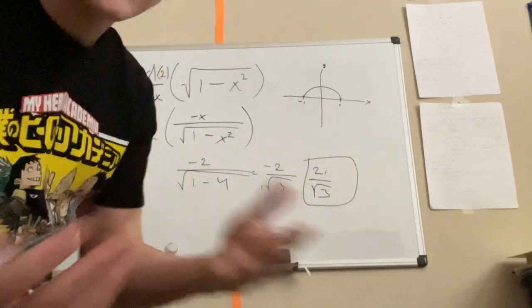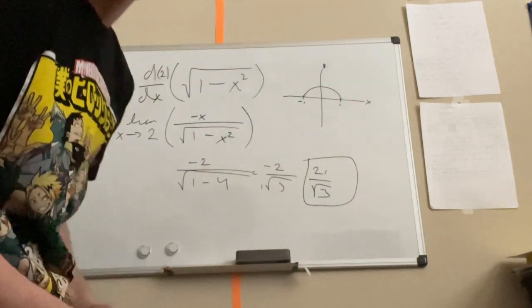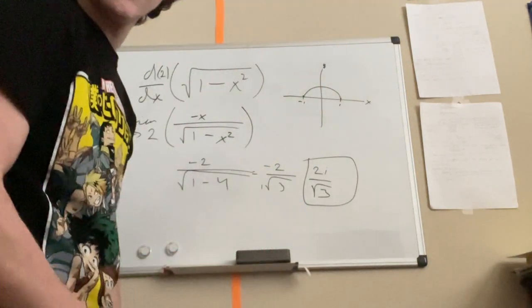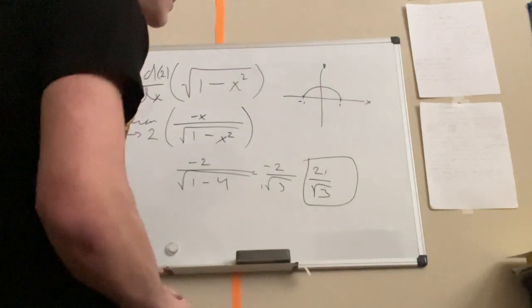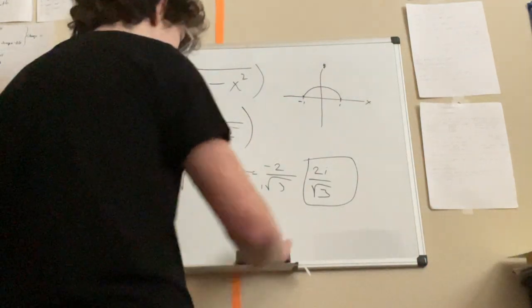So, yeah, that's pretty much what's up with tangent lines. Used a little imaginary numbers in there. Hope it didn't bother you too much. I don't really care if it did. You know, use your brain a little bit.